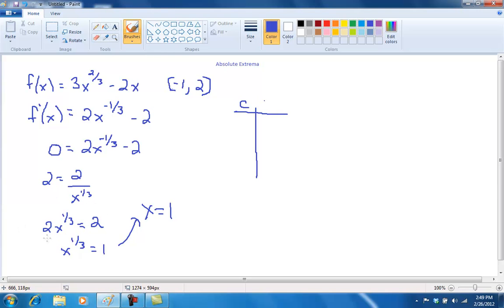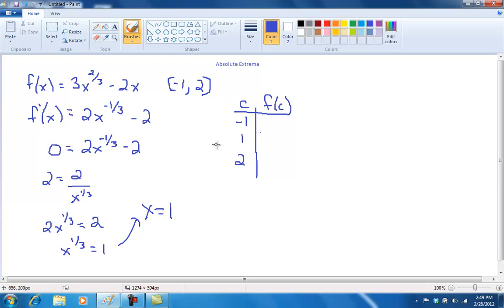So what I told you guys to do for absolute extrema problems is make a little chart. On the left-hand side of the chart, you have all the critical numbers, including the endpoints. And on the right-hand side, we have the value of the original function when we plug in the critical numbers and the endpoints. What I like to do is put them in order, so that it's just another check to make sure that the values are within the range. So -1, 1, and 2.